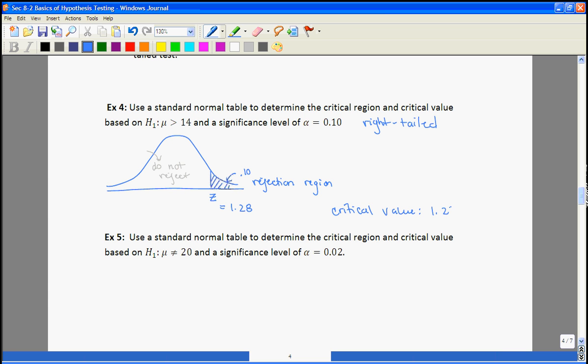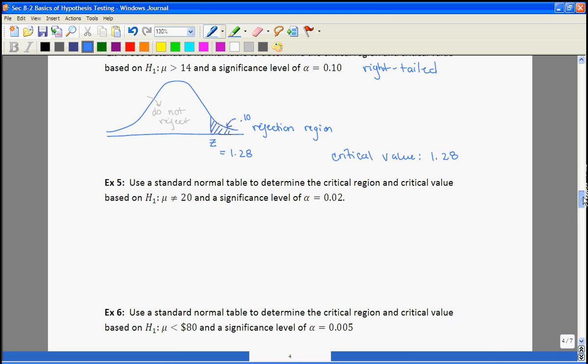would be 1.28. So if we had a test statistic that was larger than 1.28, that means it would fall in the rejection region and we would reject the null hypothesis. But if we had something smaller than the critical value, maybe we got 1.15, then we would not reject the null hypothesis. Okay, let's take a look at example 5.